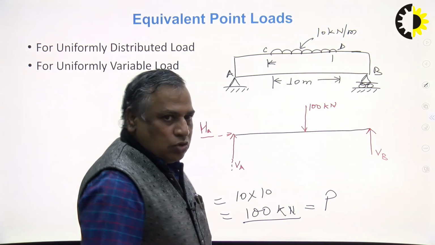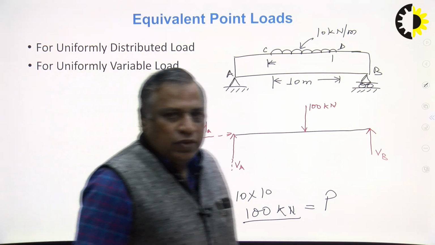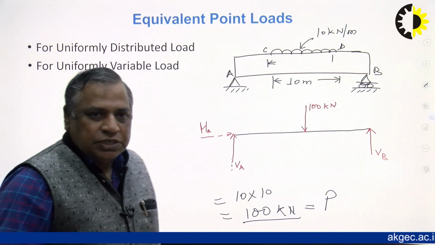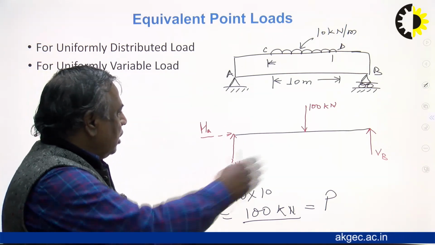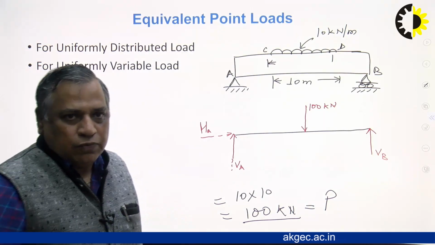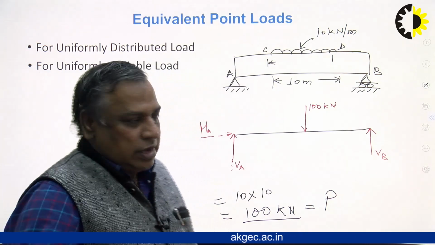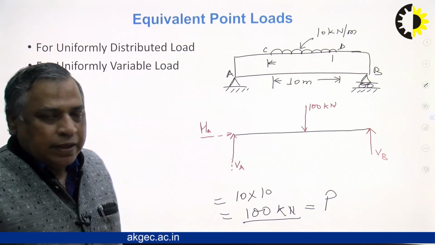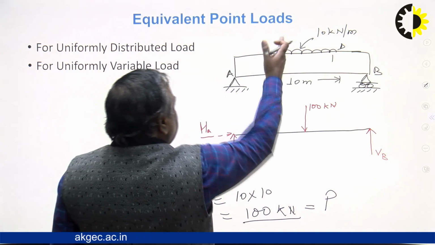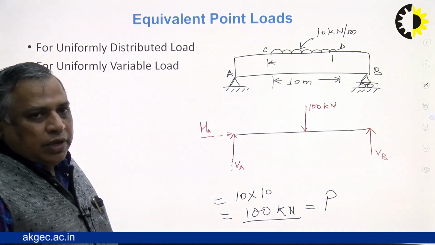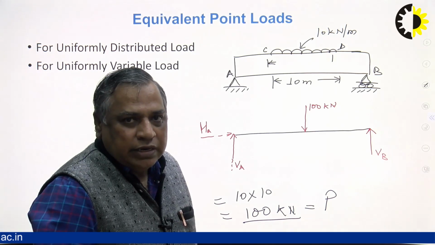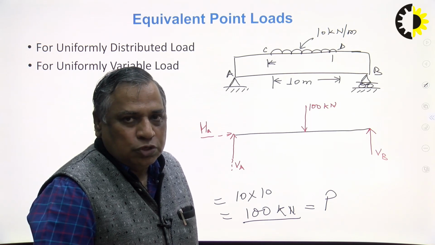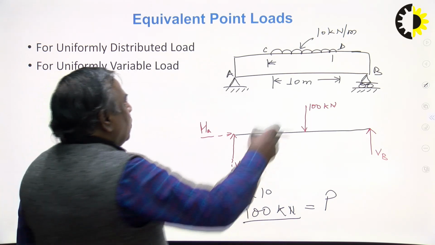Summation Fy is equal to 0. What is summation Fy? VA plus VB is equal to 100, and summation Fx is equal to 0. So HA is equal to 0. There is no horizontal force. So we can calculate, and then moment. We will attempt the numerical problem separately. So this is the way you will get the equivalent point load for the given uniformly distributed load. We must know what the shape is.